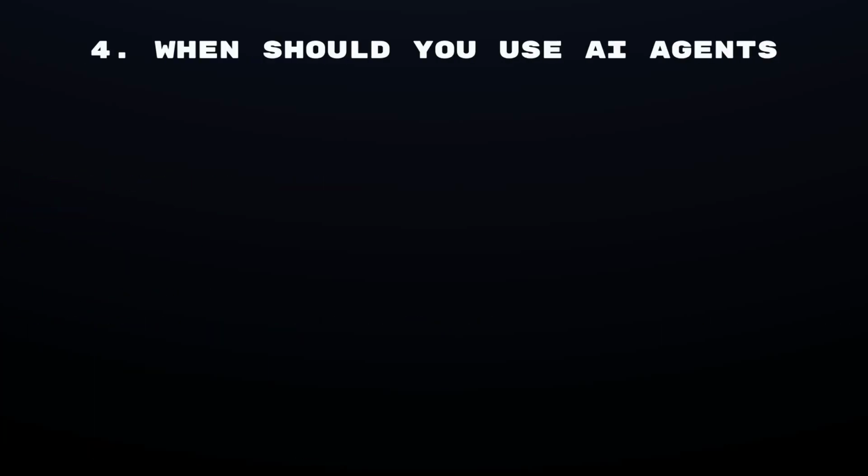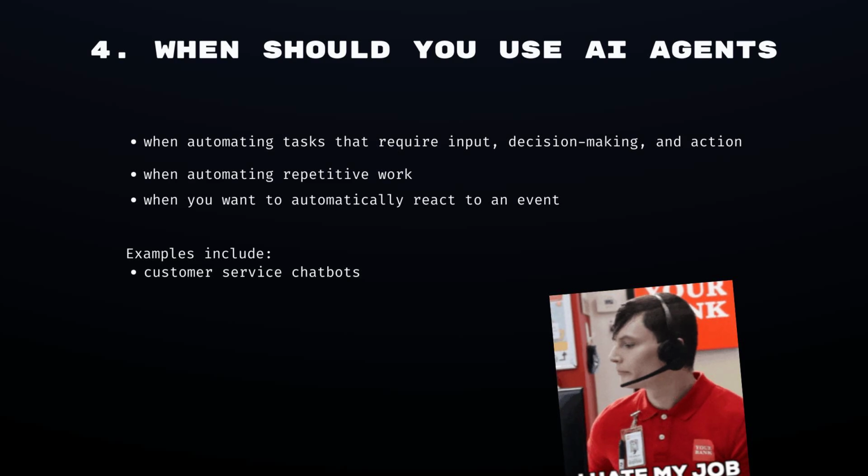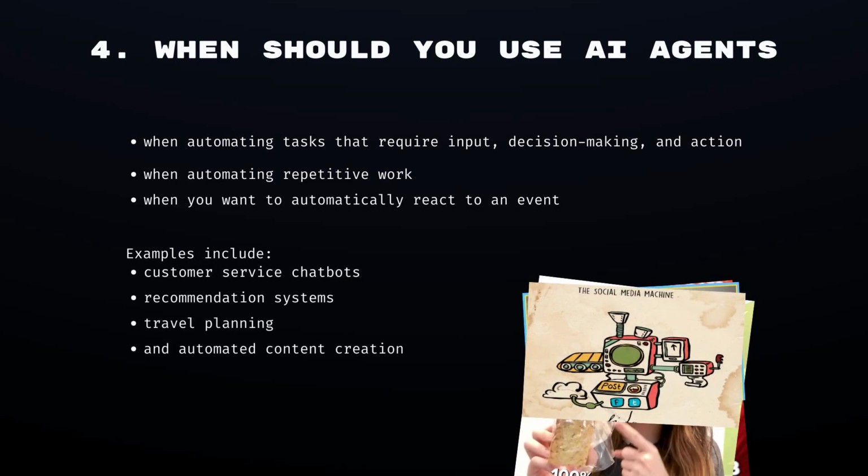When should you use AI agents? When automating tasks that require input, decision-making, and action. When automating repetitive work. When you want to automatically react to an event. Examples include customer service chatbots, recommendation systems, travel planning, and automated content creation.